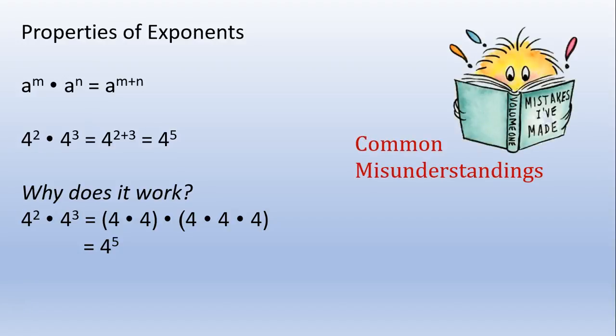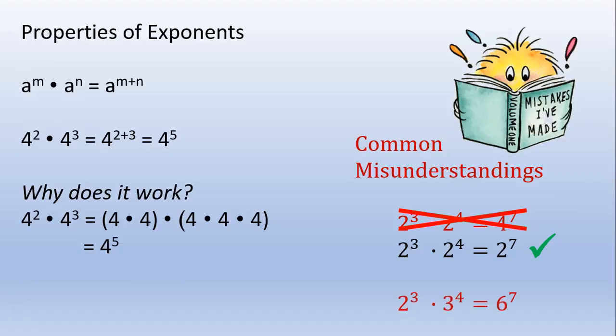There's a couple of common misunderstandings with this property. The first common misunderstanding is thinking that we should multiply the bases together. So 2 to the 3rd times 2 to the 4th equals 4 to the 7th? Well, that's not true. Remember, the base is telling you what number you're multiplying together repeatedly, and if you're multiplying 2's together, they don't suddenly turn into 4's. So 2 to the 3rd times 2 to the 4th should really be 2 to the 7th power.